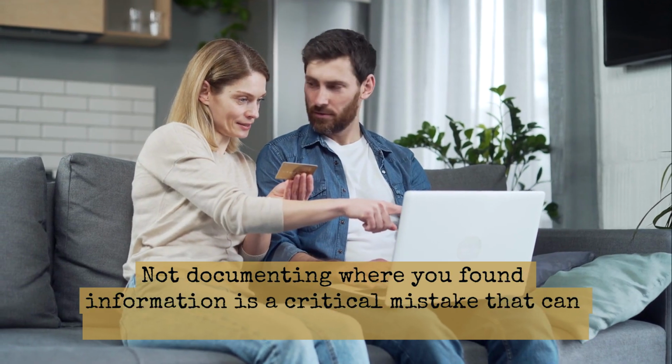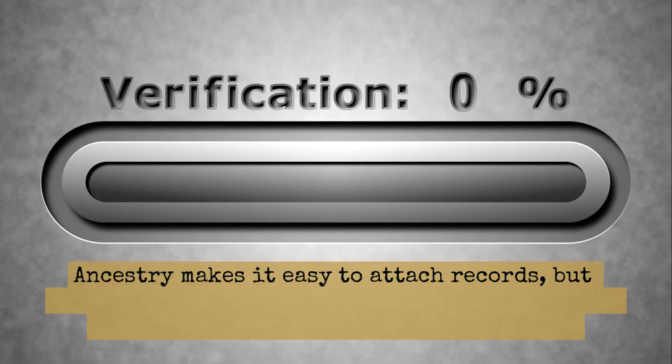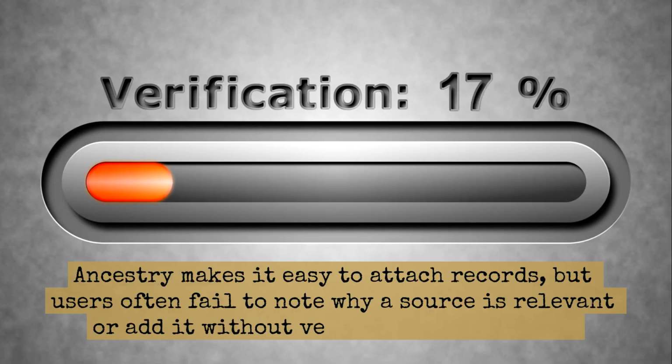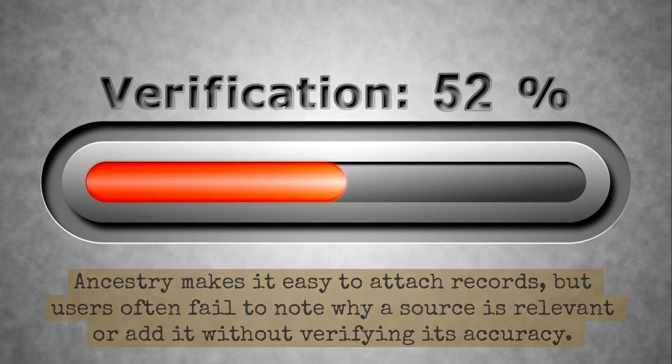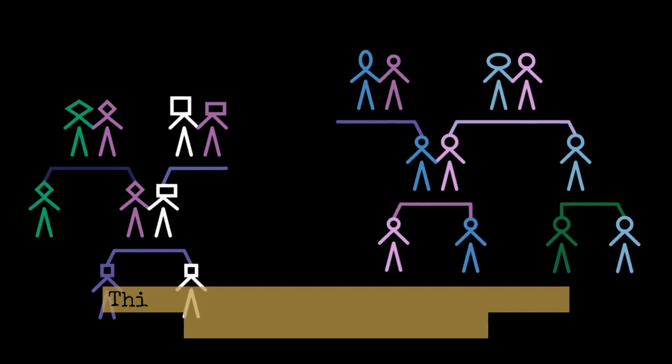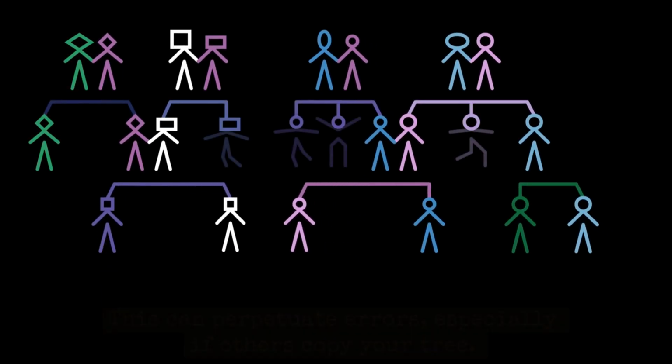Failing to cite sources properly. Not documenting where you found information is a critical mistake that can confuse your research and mislead others. Ancestry makes it easy to attach records, but users often fail to note why a source is relevant or add it without verifying its accuracy. This can perpetuate errors, especially if others copy your tree.